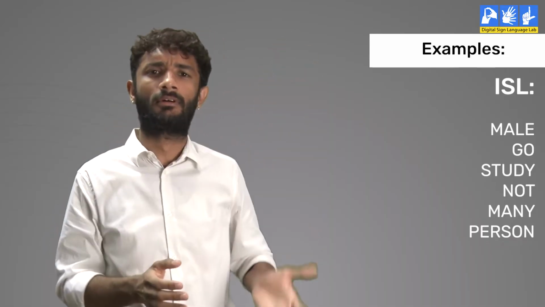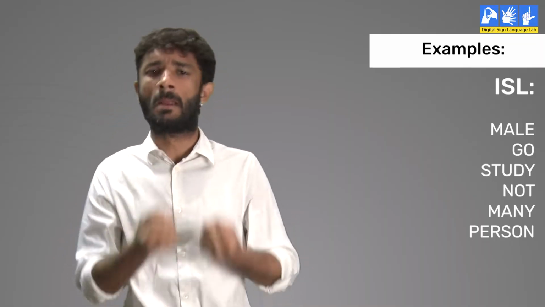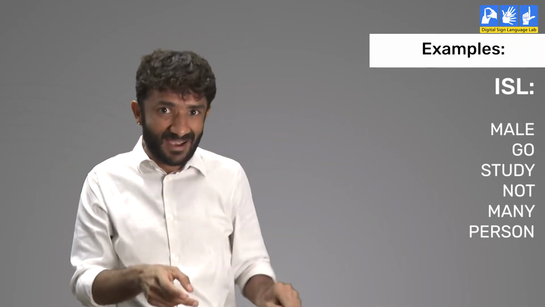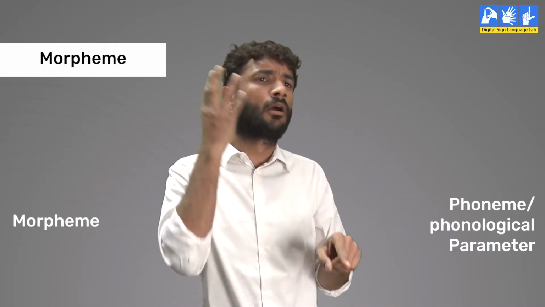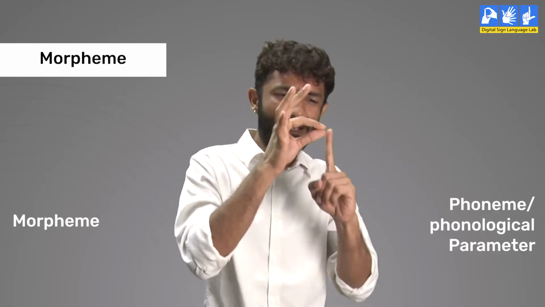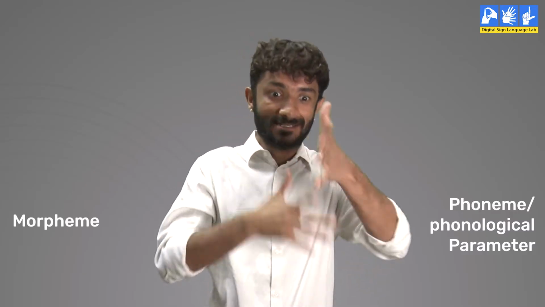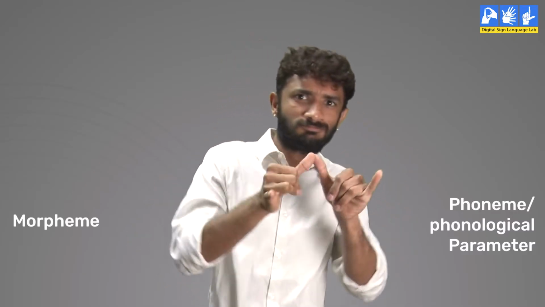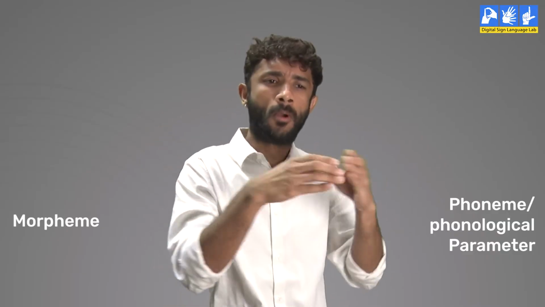Examples of morphemes in Indian Sign Language are such as male, go, study, not, many, and person, etc. These words have their own meaning and are referred to as morphemes. However, we have two groups, morphemes and phonemes. Phonemes relate to the meaning of sounds and how they can be broken down into smaller parts. In ISL, five phonological parameters are present and we will compare these with morphemes.